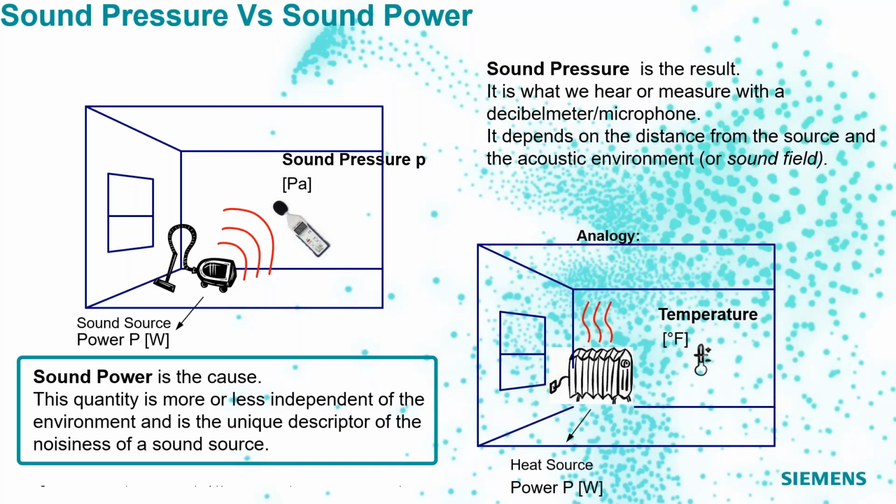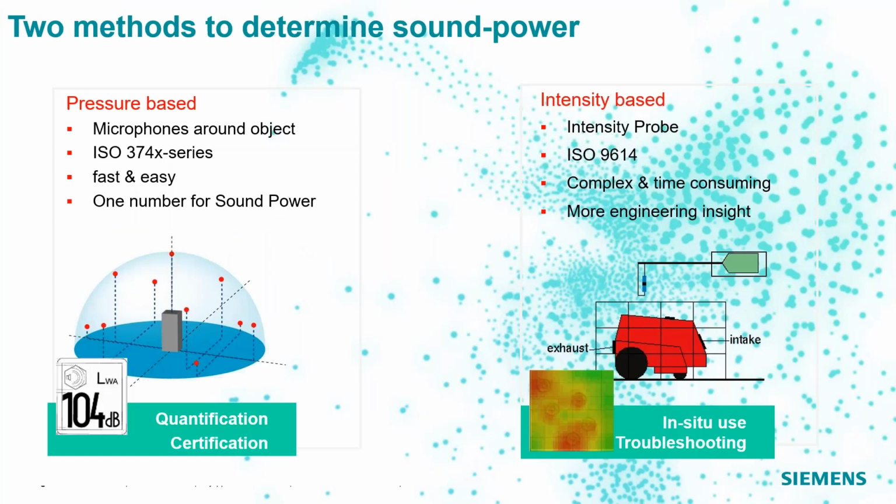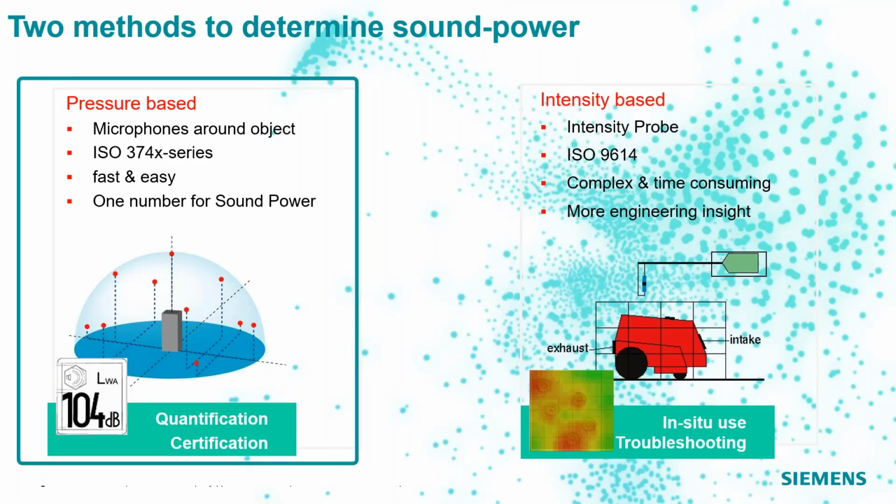So what sound power does is it measures sound and gives you a number for the level of sound, independent of the environment, independent of the location, and independent of the distance. So how do we do that? The next slide starts to get into that. There's two different ways to measure this sound power. There's pressure-based, which is an array of microphones. So where those red dots are in this half sphere, that would be what we call an array of microphones that would get multiple sound pressure readings.